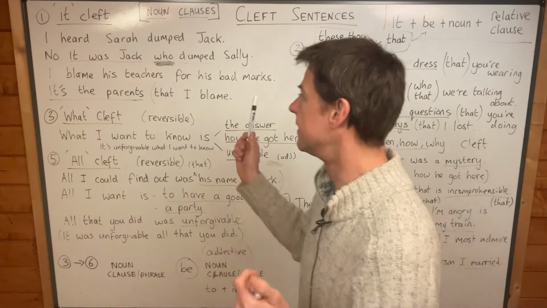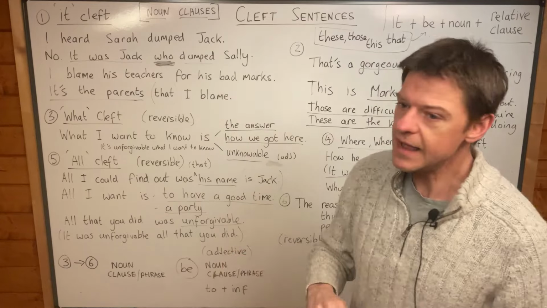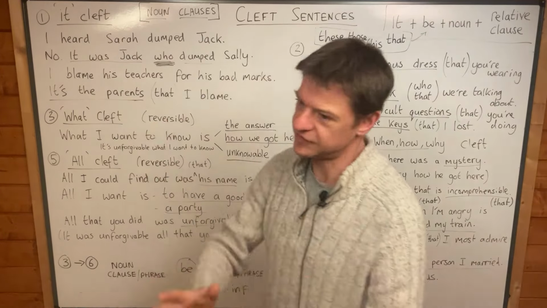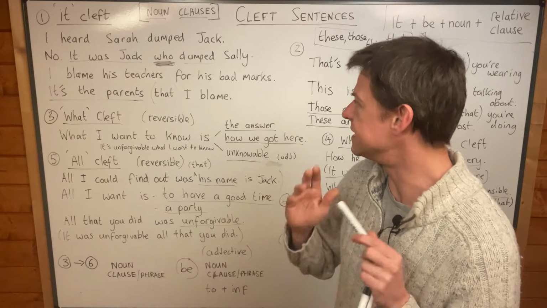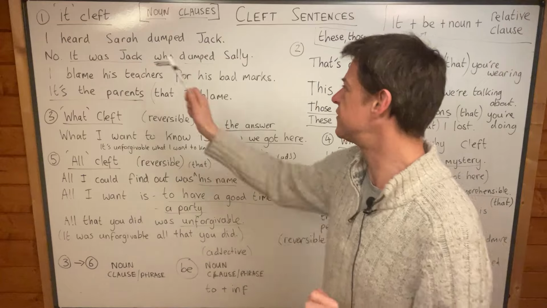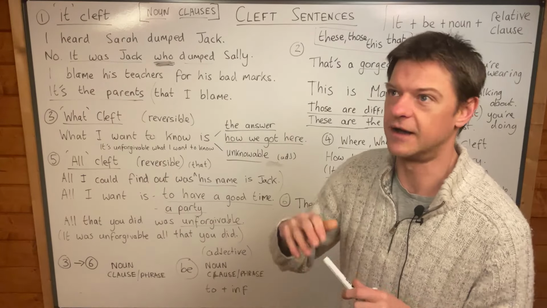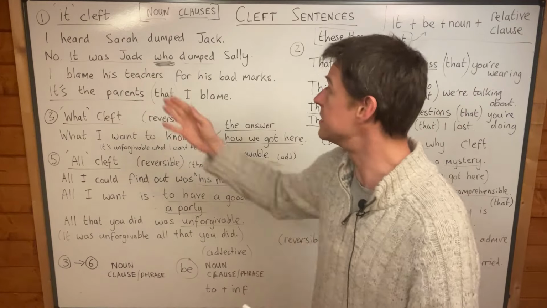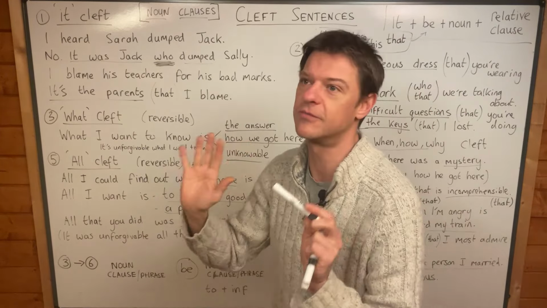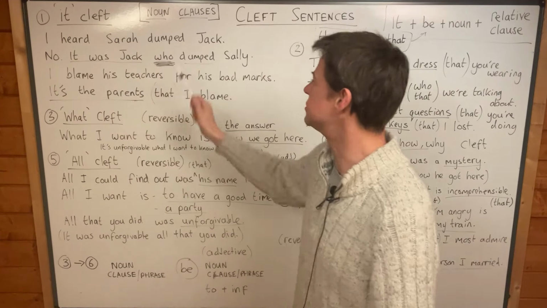Let's have a look at some clefts. So we call this the it cleft. And you use it for putting emphasis on one part of the sentence. So if somebody says to you, I heard Sarah dumped Jack. Dumped means got rid of. It's when you stop going out with someone. When you break up, if you dump that person, that means you tell them, I don't want to be with you anymore. So somebody says, I heard Sarah dumped Jack.